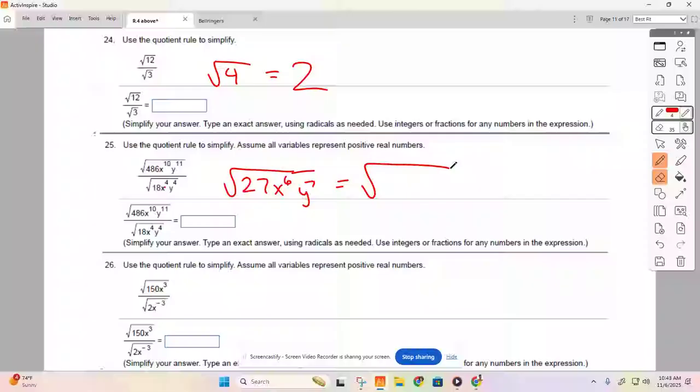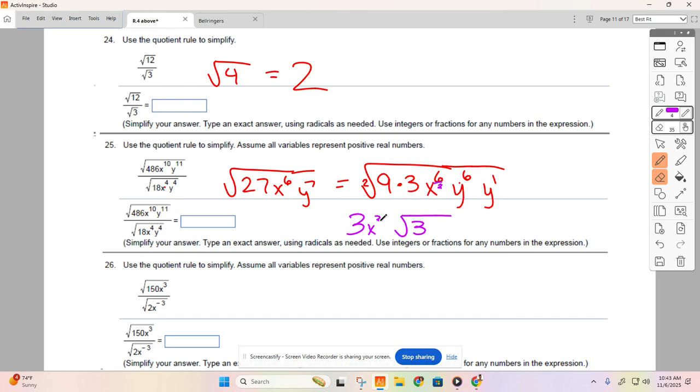Okay, now let me see if I can simplify the 27 into something that is a perfect square. 9 times 3. My x to the 6th, 6 is even, so I can take the square root of it easily. For my y, y to the 6th times y to the 1st. So now the square root of 9 is 3. I still have a 3 under my radical. To take the square root of x to the 6th, basically I'm dividing it by 2, and that comes out. Divided by 2, that comes out. There's still a y left underneath.